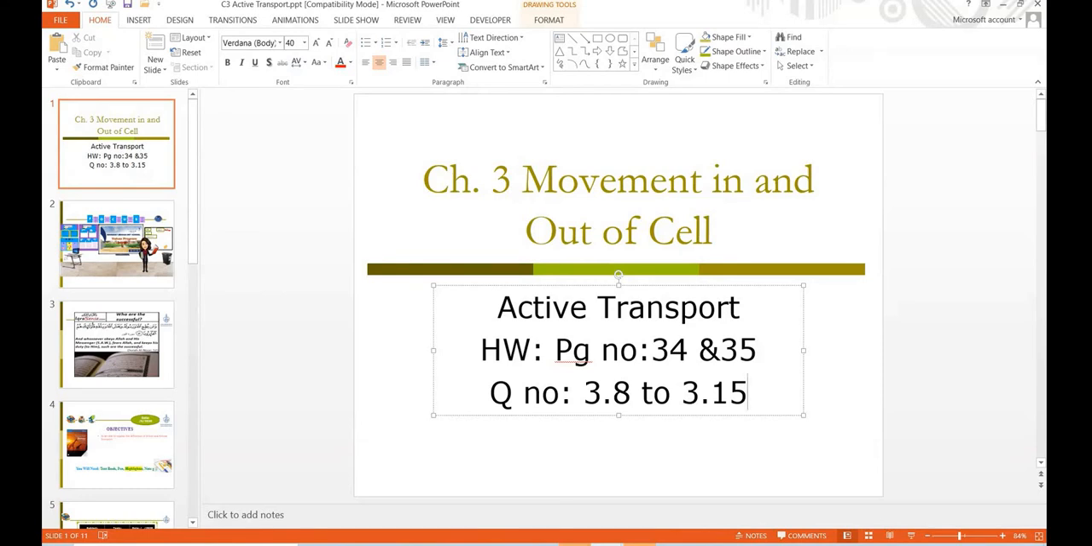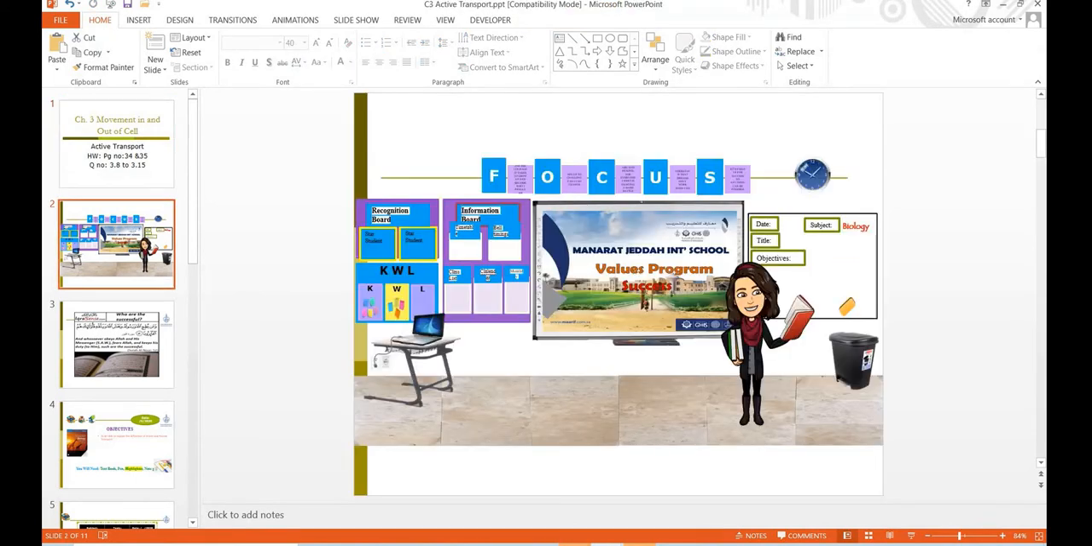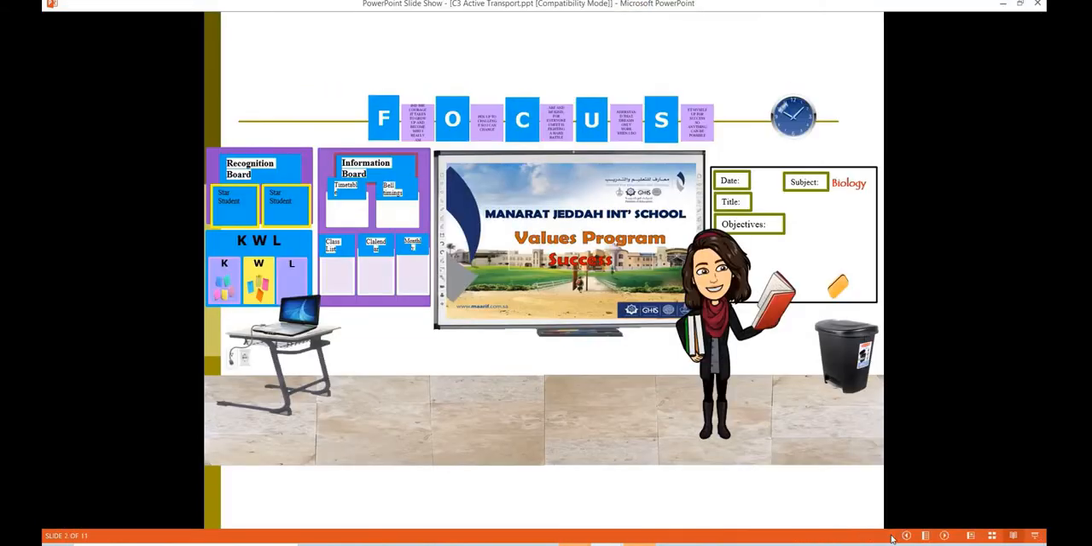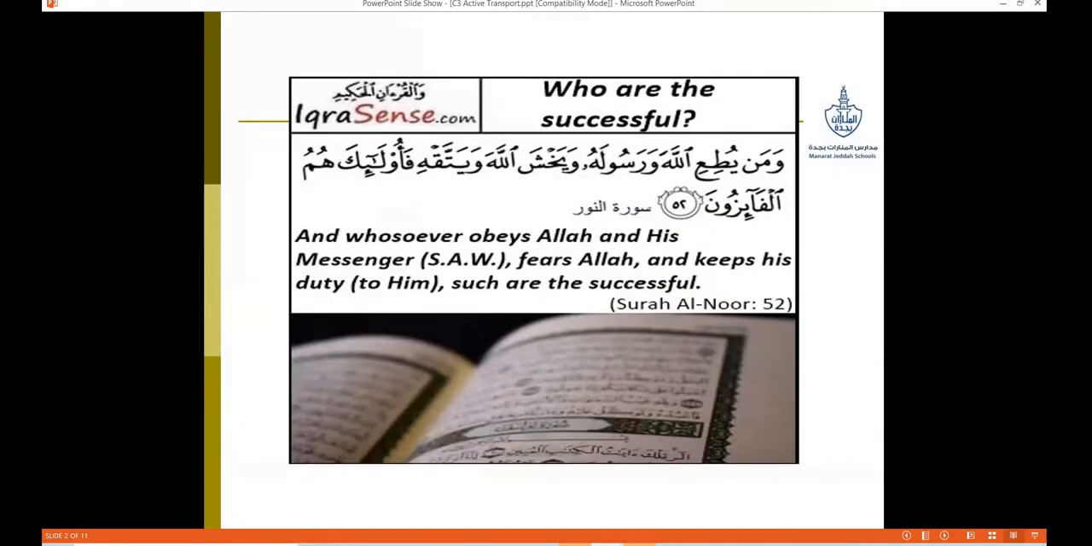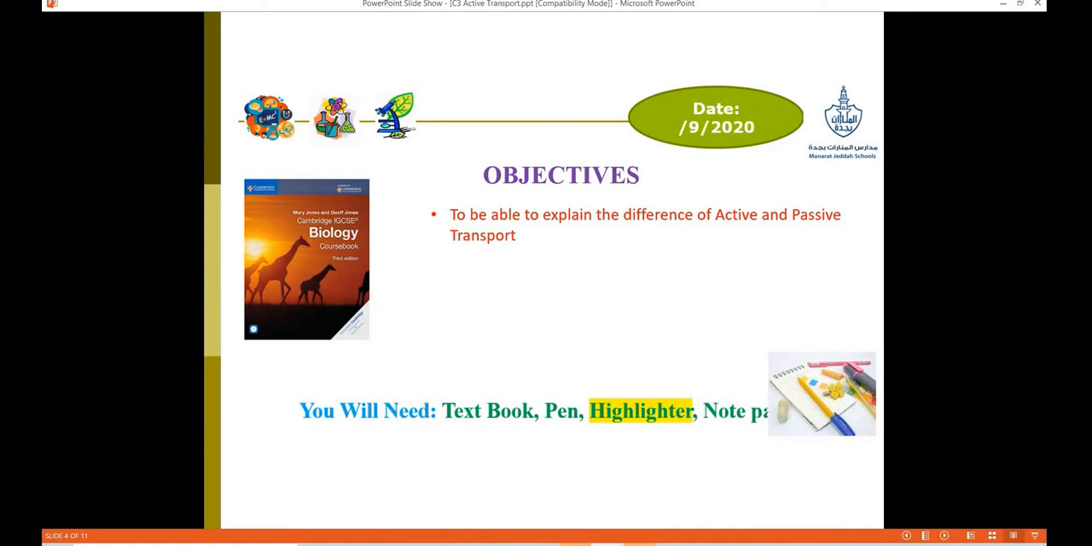So let's quickly start the topic active transport today. Please open textbook page number 35. Let's start with a verse from the Quran, which says: and whosoever obeys Allah and His Messenger, fears Allah and keeps his duty to Him, such are the successful indeed. This is a verse from Surah Al-Nur, verse 52.